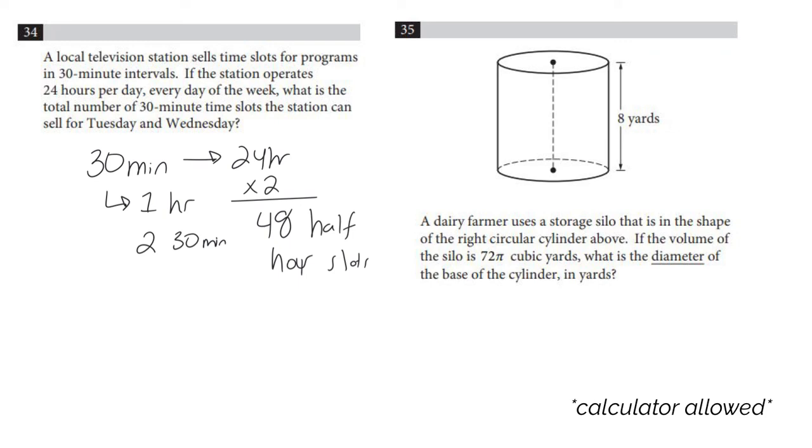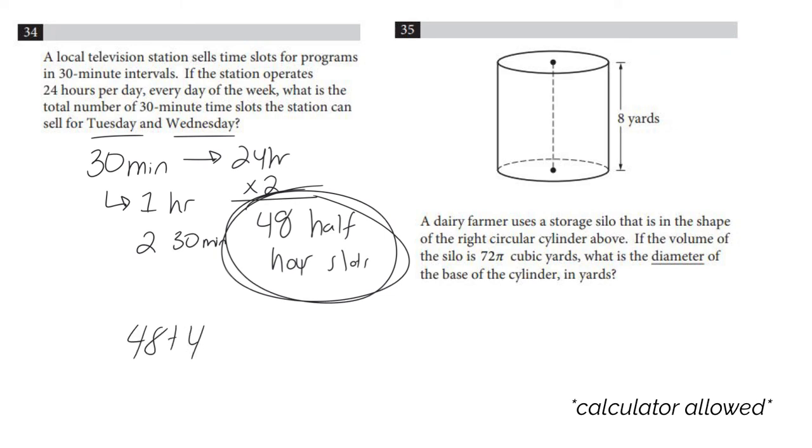Now, I want to know how many in 2 days. I'm asking about Tuesday and Wednesday, but it doesn't matter what days I'm saying. I'm just saying 2 days. So 48 plus 48 gives me 96 slots.